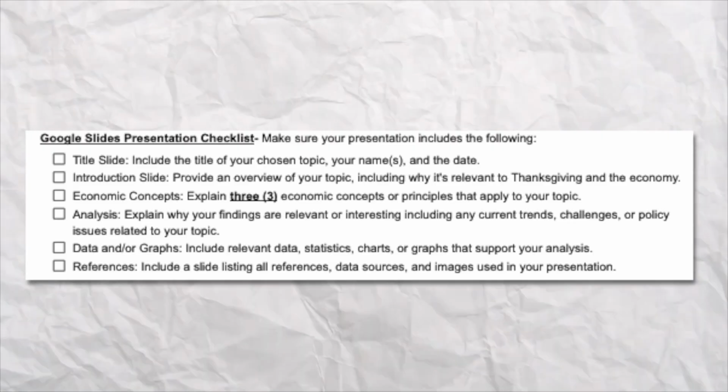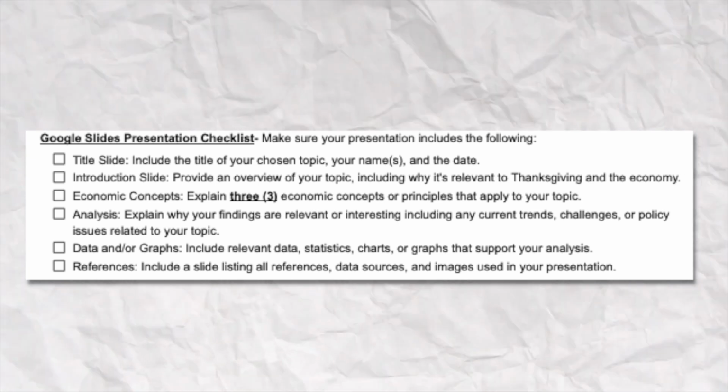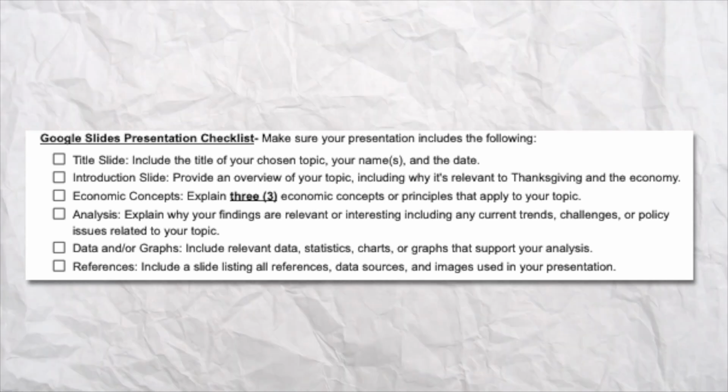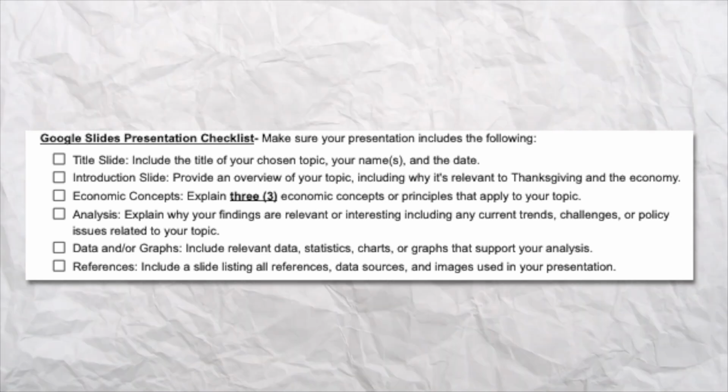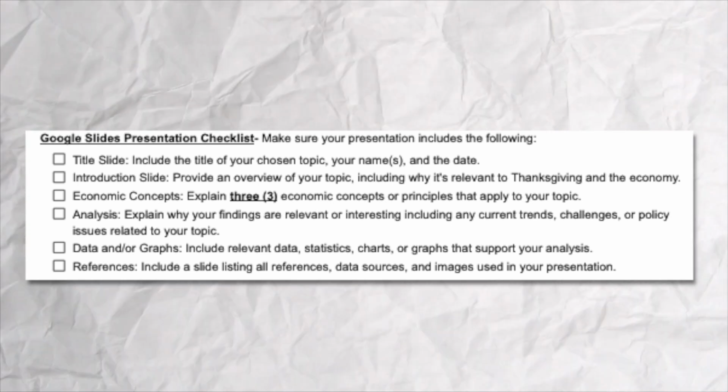The instructions also include a checklist for their presentation to make sure they don't miss anything. So each presentation is going to have a title slide with their chosen topic, their name, and the date, an introduction slide that's an overview of what they're going to talk about and why it's important. And the meat and potatoes here are the 3 economic concepts they're going to find that relate to that topic.